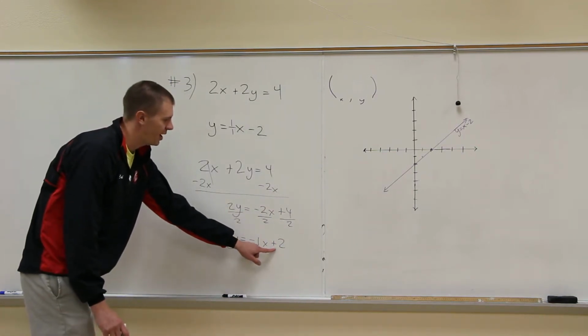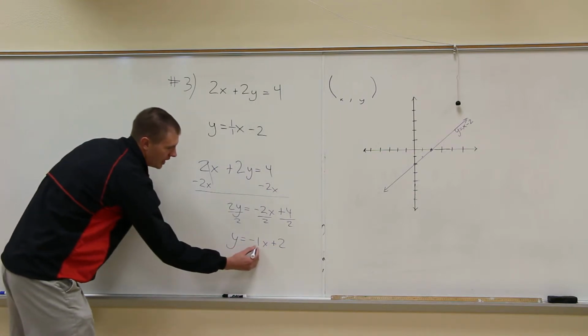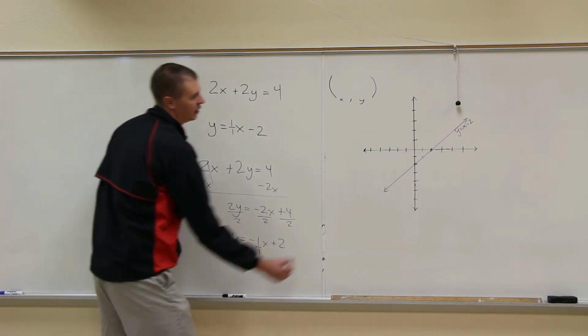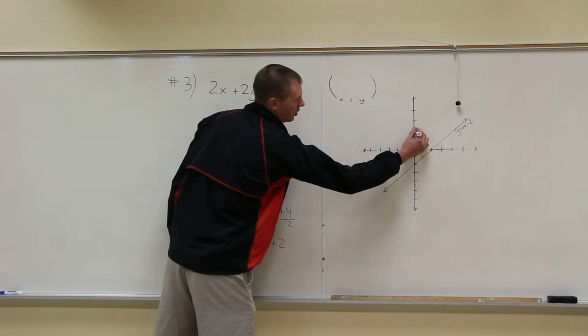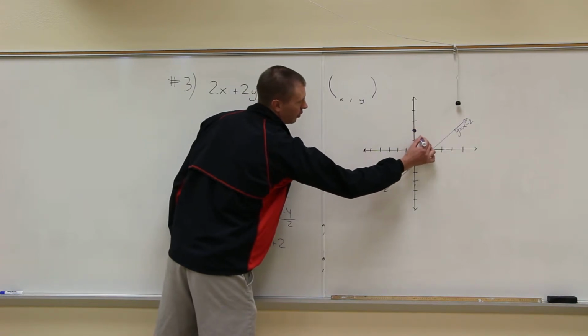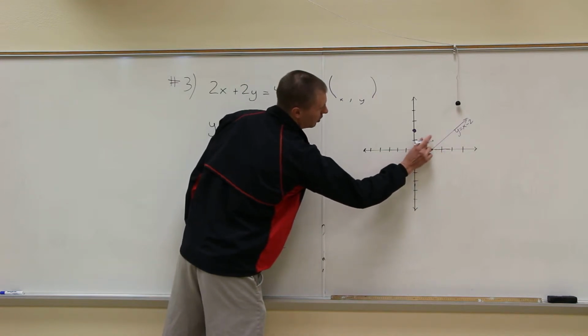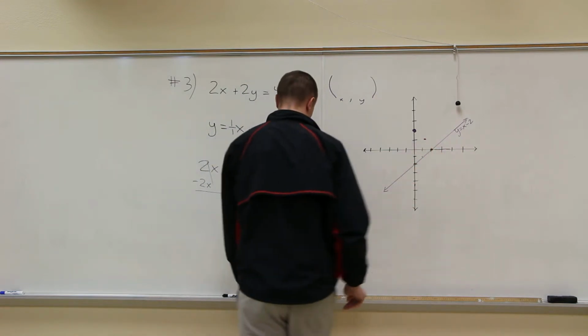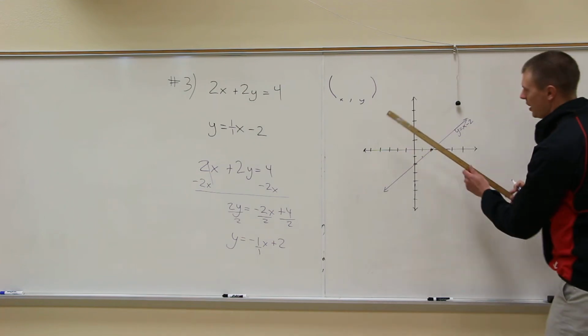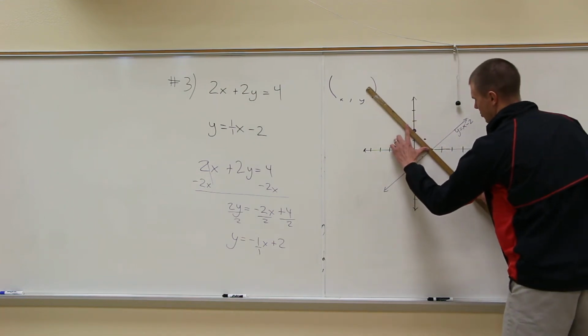This one I start up at +2, and I count down 1 over 1 for my line. Start at +2, right there. Down 1 over 1, down 1 over 1. Ends up going through a line that I had already graphed right there. So let's draw this line.